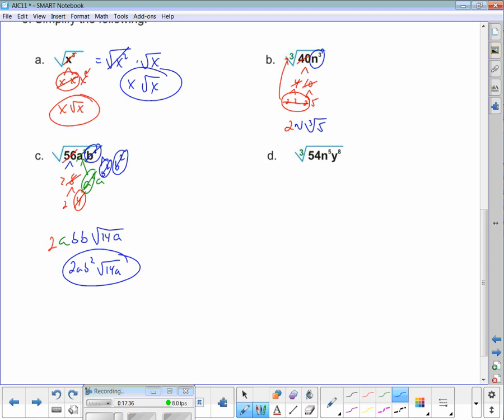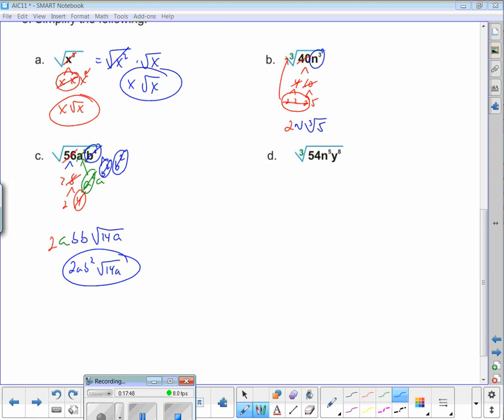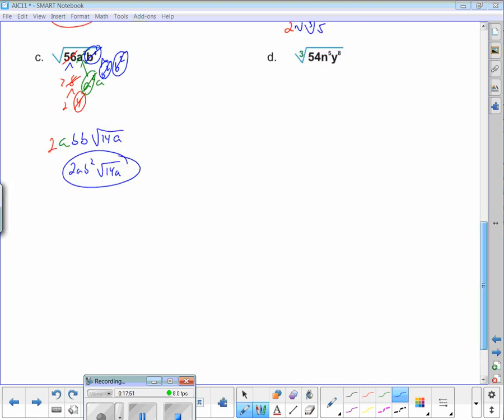That's what you guys are doing today. Trying to simplify as much as you can. And it's all about the index. You got to find stuff you can take the root of. All right, try D. Try that cube root. See what you can do with D. Are you there? Again, it's new, so it's going to take you a little bit longer than what it should. But you're looking for 3 factors.